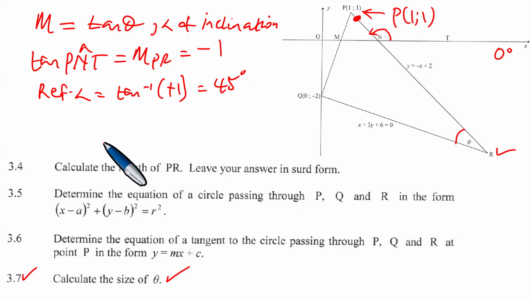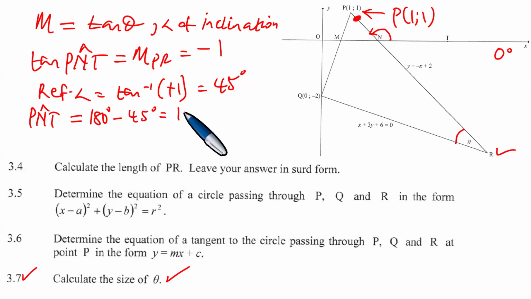Now, if this is a reference angle, what do we do? We take this reference angle and find the actual angle P and T. In which quadrant is the tangent negative? It is negative in the second quadrant. We can see this angle is bigger than 90 degrees, so it's just 180 degrees minus 45, which is 135 degrees. Meaning this angle here is 135 degrees.